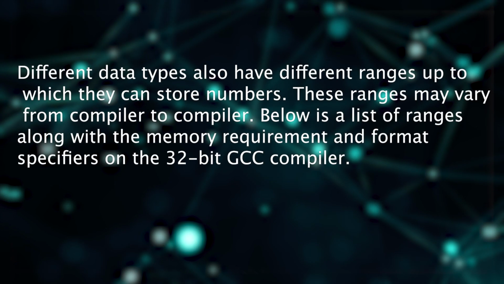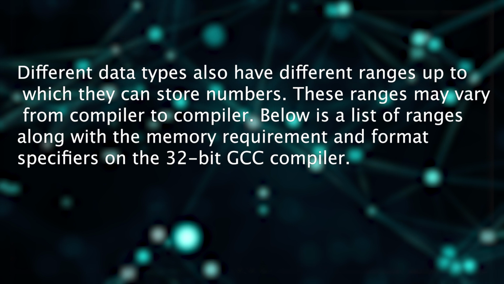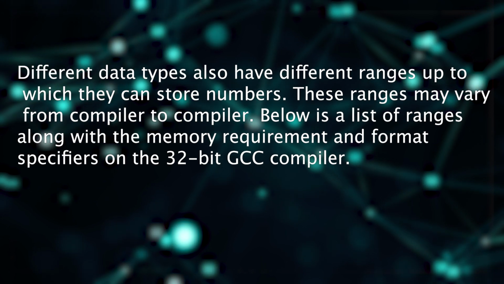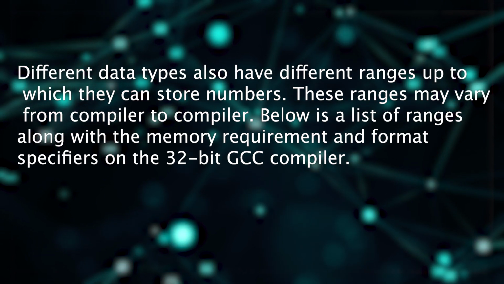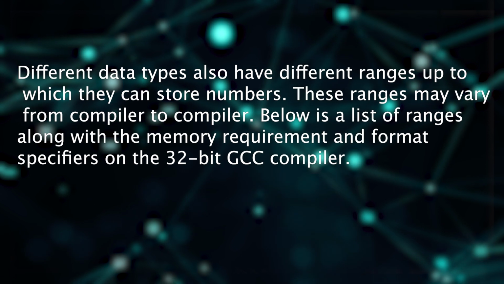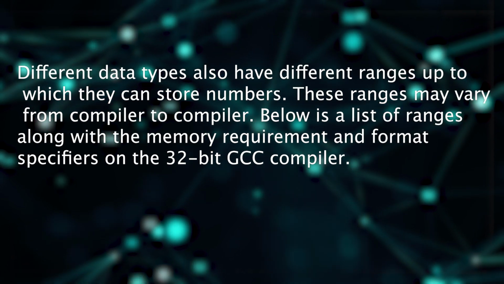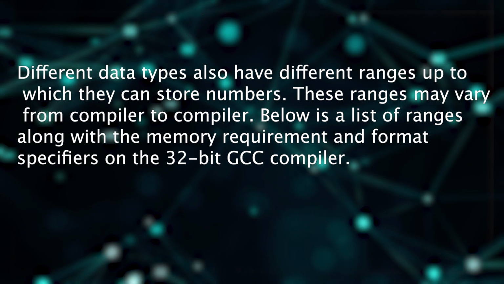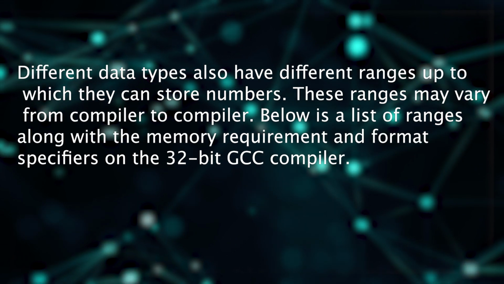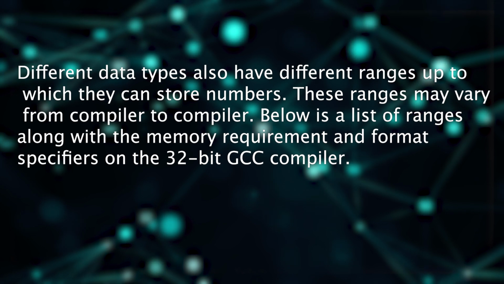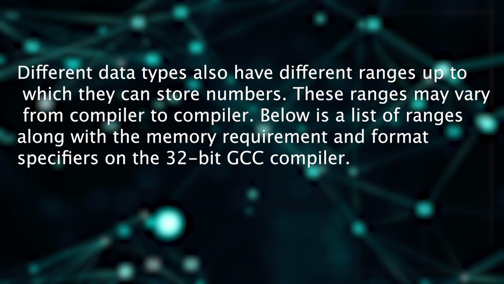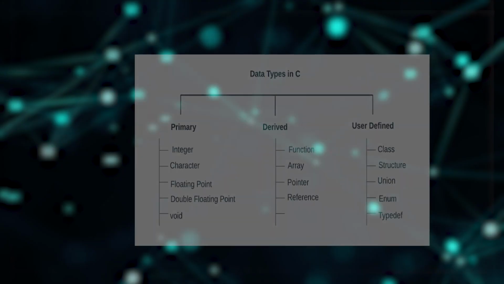Different data types also have different ranges up to which they can store numbers. These ranges may vary from compiler to compiler. We have different kinds of compilers, like 32 bits, 64 bits, and according to them we can store the data. Below is a list of range along with the memory requirements and the format specifier on a 32 bit GCC compiler. These are the categorization of data types in C.